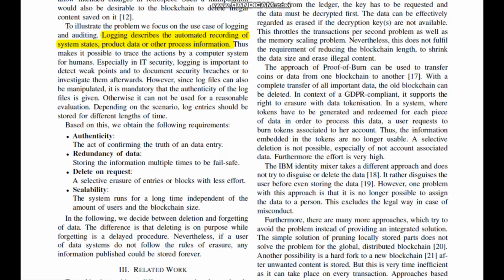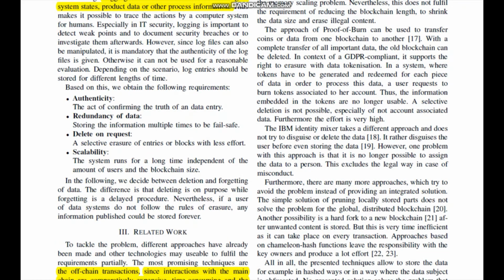In the following, we distinguish between deletion and forgetting of data. The difference is that deleting is on purpose, while forgetting is a delayed procedure. Nevertheless, if users of data systems do not follow the rules of erasure, any information published could be stored forever. So there has to be a procedure for deletion as well as for forgetting that data. That is a kind of delayed procedure, right?